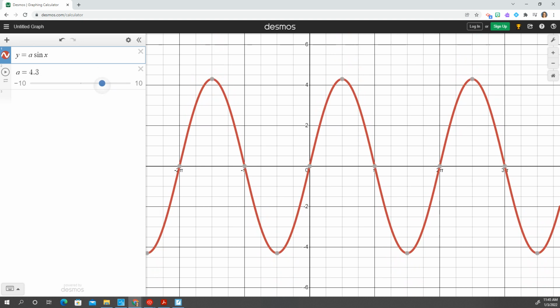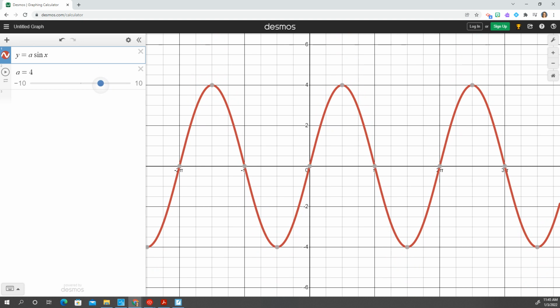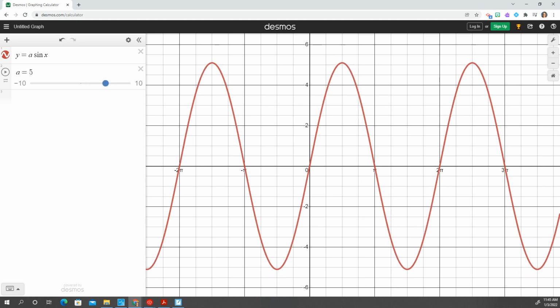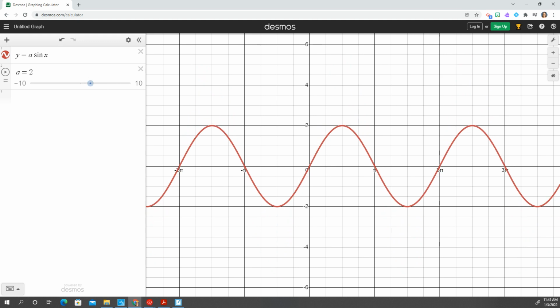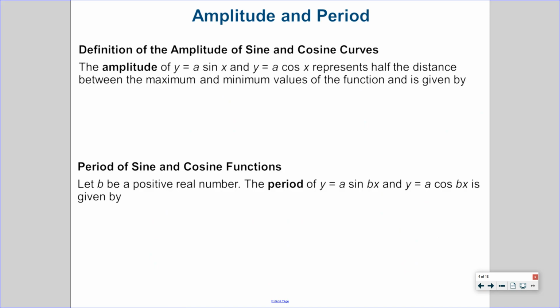Let's say A is 4. Look at that midline though. It stayed the same. Midline stays the same. Does the period change? No. The length of one cycle? Nope, it's still 2 pi. What's the only thing that's changing? The min-max and the amplitude. Good. So whatever that vertical stretch or shrink factor is, whatever that A is, that's just your amplitude.